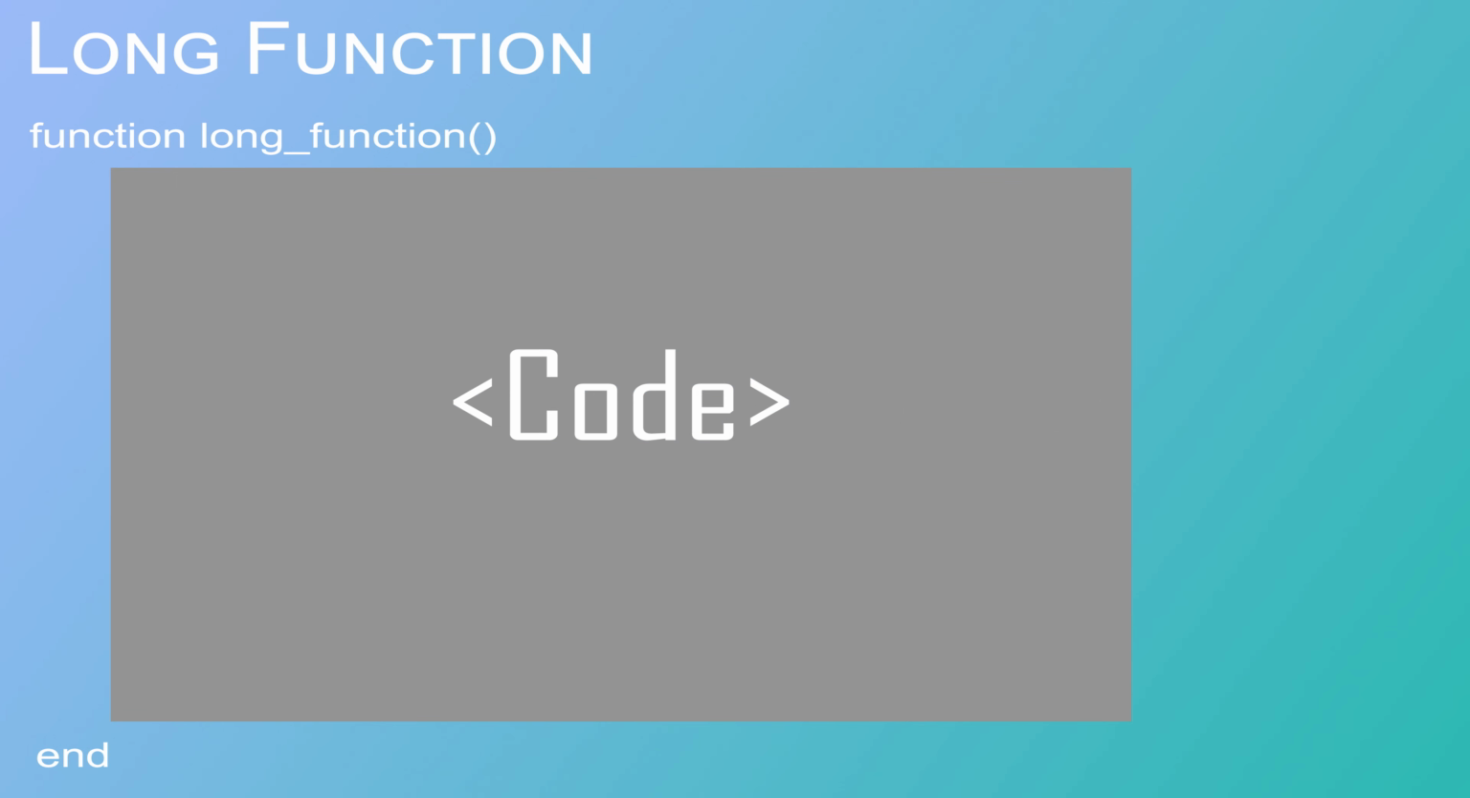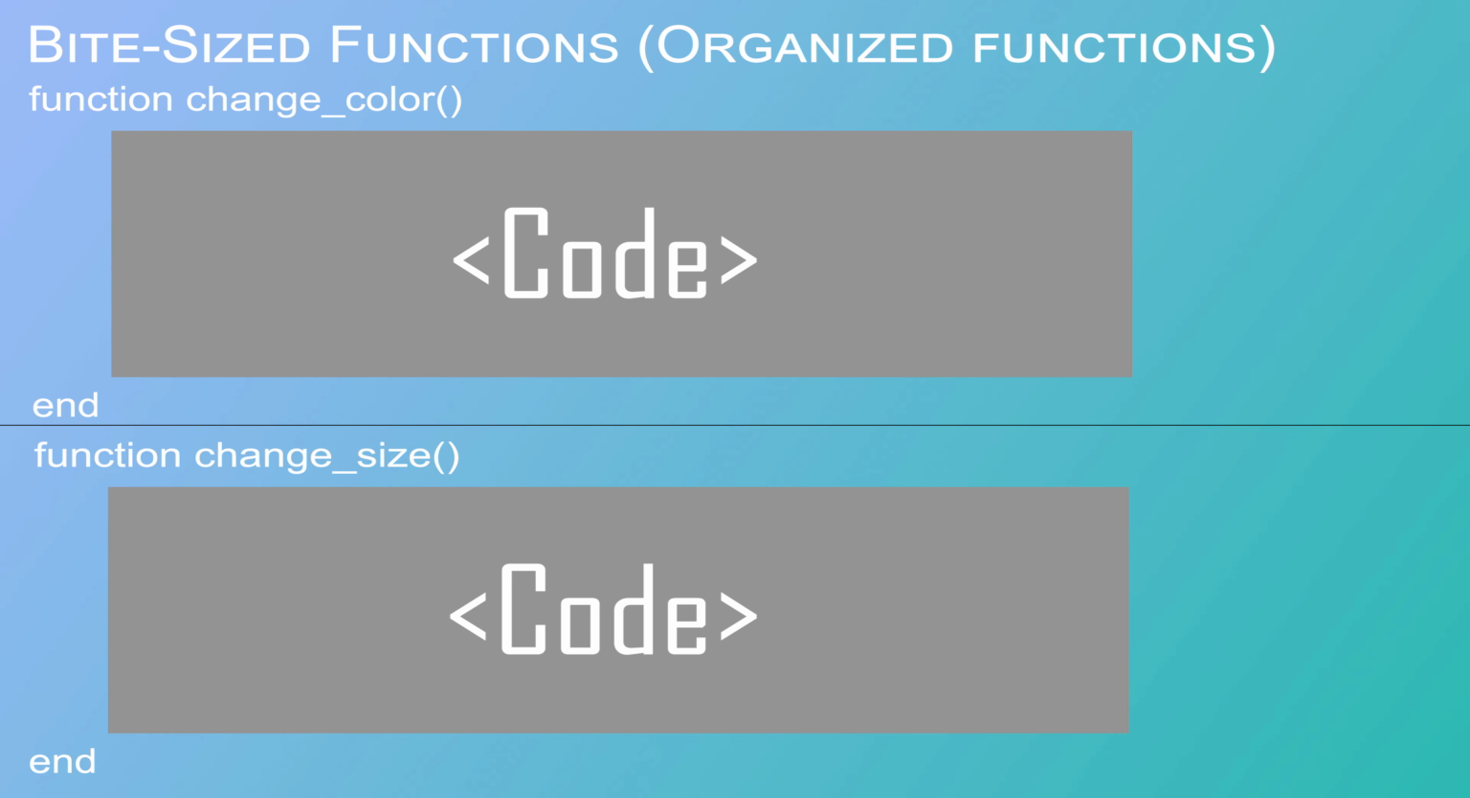A good idea when working with functions is to separate your code into smaller, bite-sized functions that do one particular thing. For example, if you had a function that was 40 lines long that changed the color of the car and resized the car, you would want to think about separating the function into two functions, one that changes the color and one that changes the size.